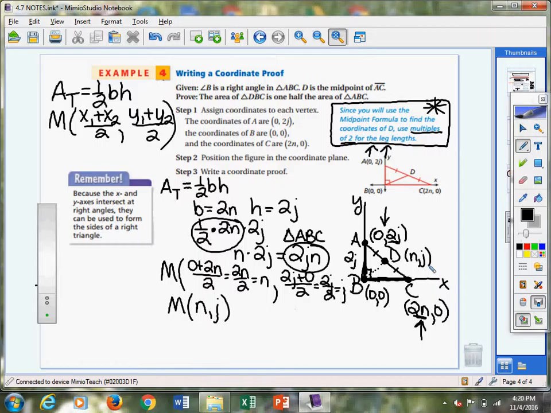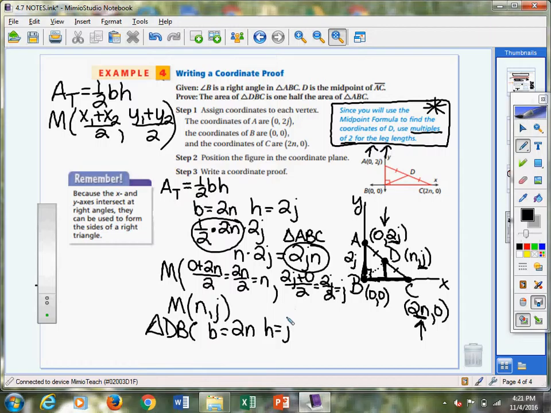Now remember what we did in the other problem. We said the y is the distance, that's the height of the smaller triangle DBC. So triangle DBC has the same base as the big triangle, so that would be 2n, but its height is only j. The height is j, which is the y coordinate of your midpoint. That's going to be true every time you do this.